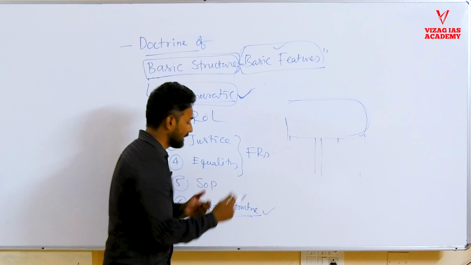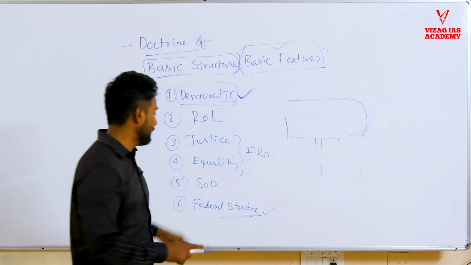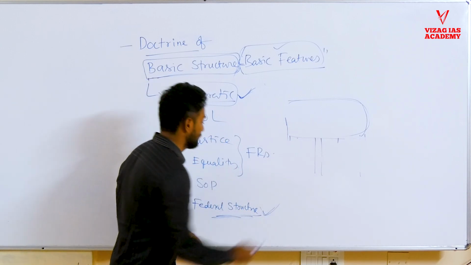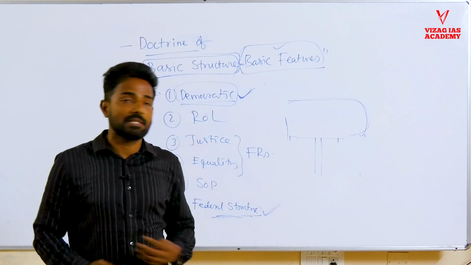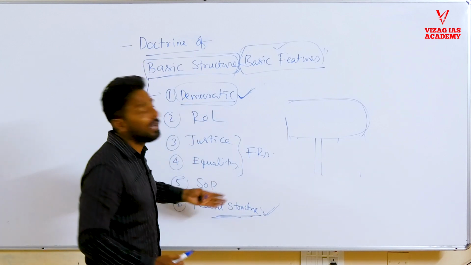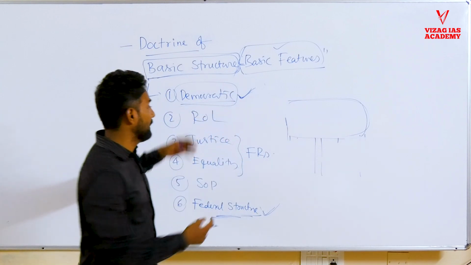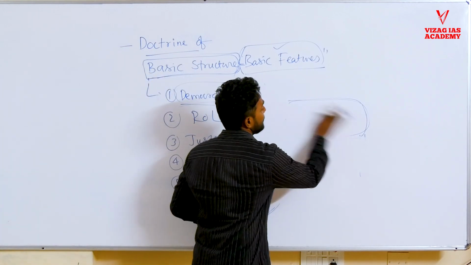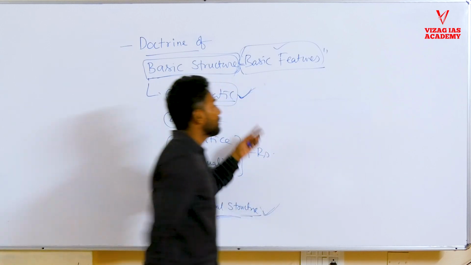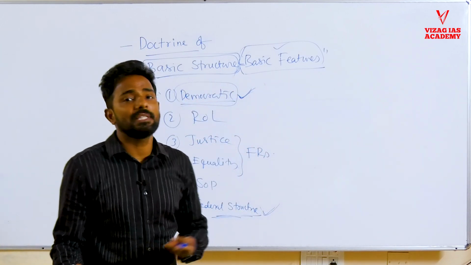Federal structure means the vertical division of power between center and state. We have so many basic features, and some features are enshrined in the preamble itself. India is a sovereign socialist secular democratic republic. All those features are basic features of the constitution.